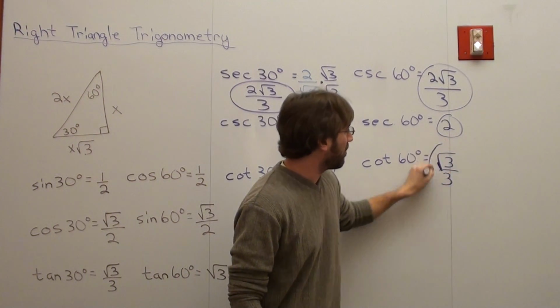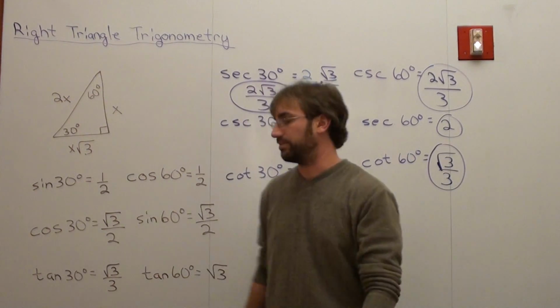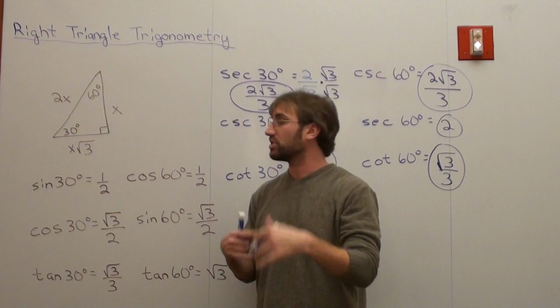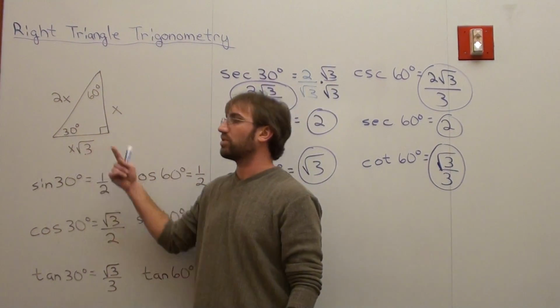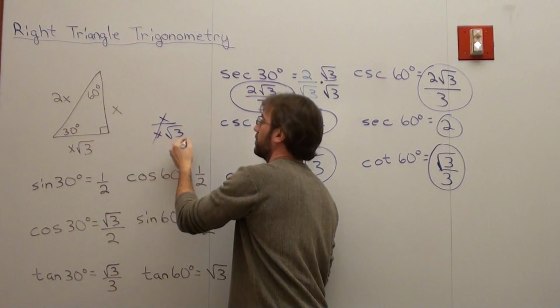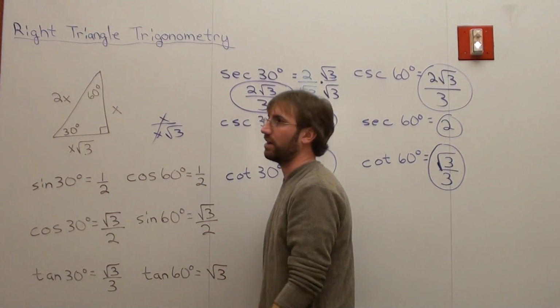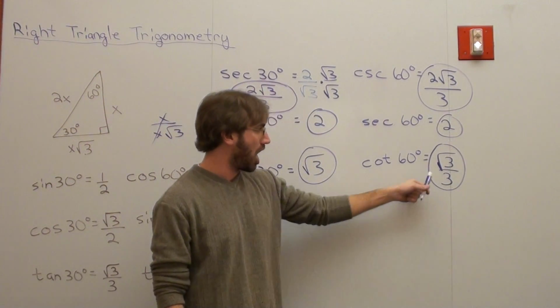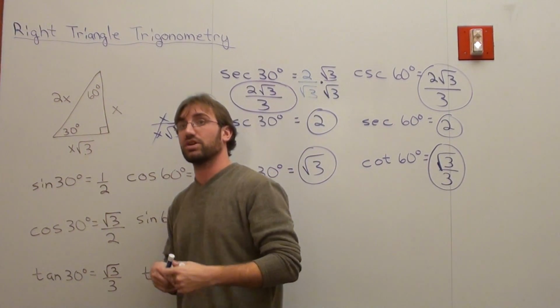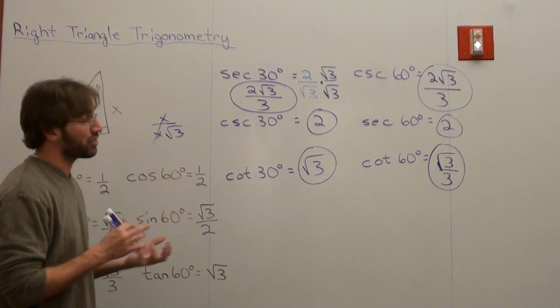And there you go. And we'll even check this one too if you want to. Cotangent of 60 degrees is the adjacent over the opposite. So it's x over x root 3. Multiplied by root 3 on the top and the bottom, that's root 3 over 3. There you go. So if you have a good mastery of cofunctions and the idea of reciprocals, you're fine.